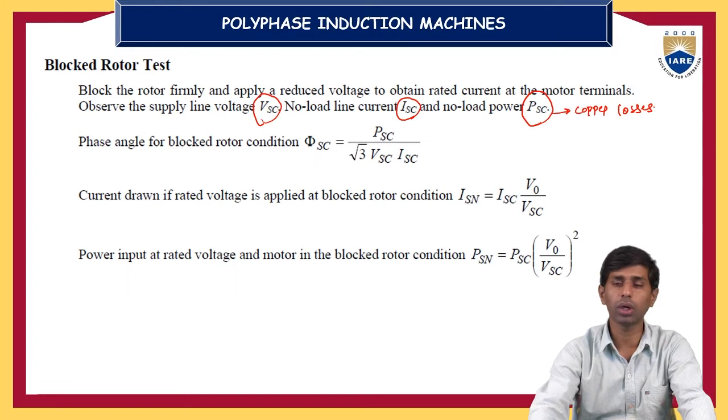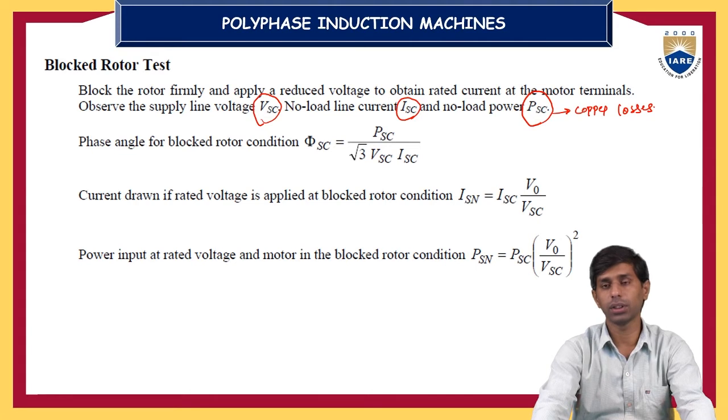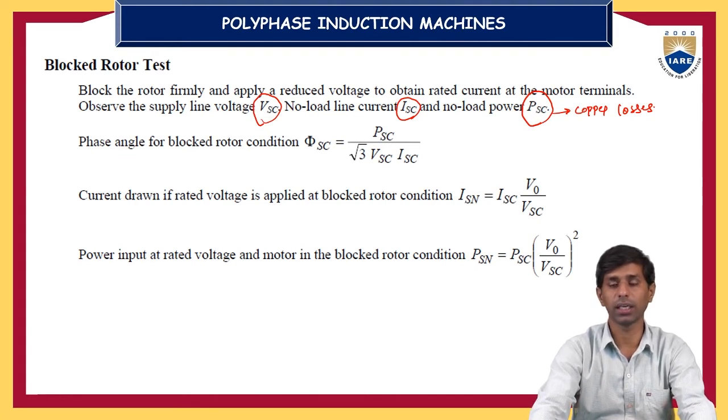But in the case of block rotor test, we don't want to consider the hysteresis and eddy current losses, which come into the constant losses category. Friction and windage losses are anyway zero in the block rotor test, because the rotor is not rotating, it is completely blocked. Even though hysteresis and eddy current losses may be present, they depend upon the voltage. That is why we are not considering the iron losses in the induction machine under block rotor test.